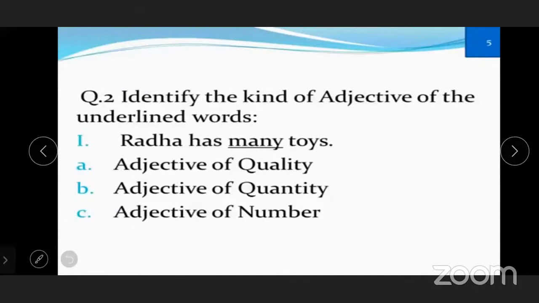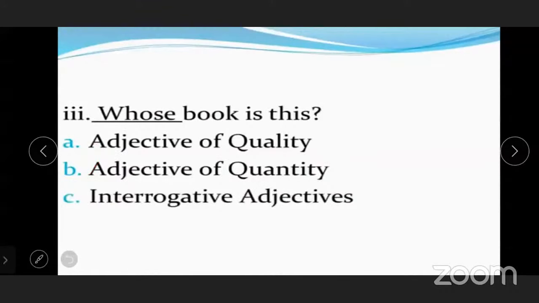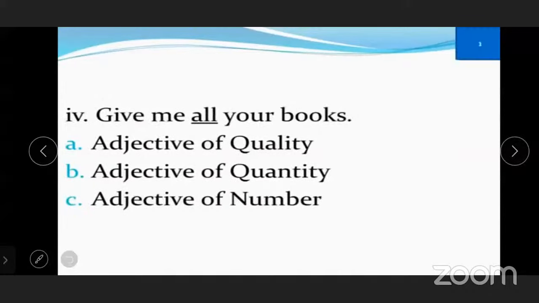Radha has many toys. Adjective of quantity. Yes. Very good. I like those mangoes. Demonstrative adjective. Very good. Next. Whose book is this? Interrogative adjective. Give me all your books. Adjective of quantity. Very nice.